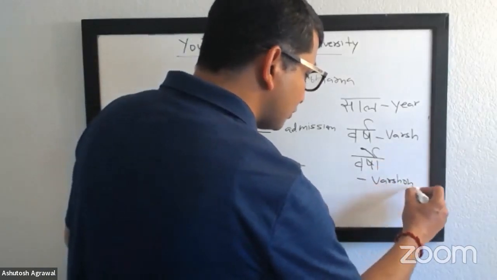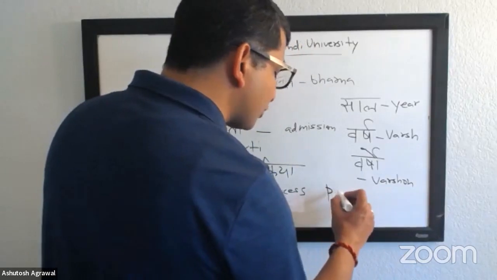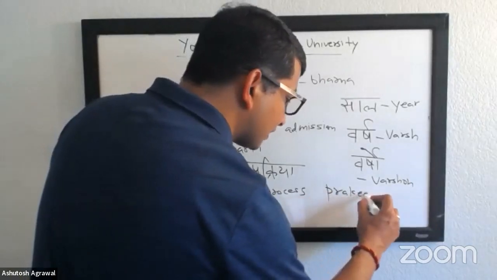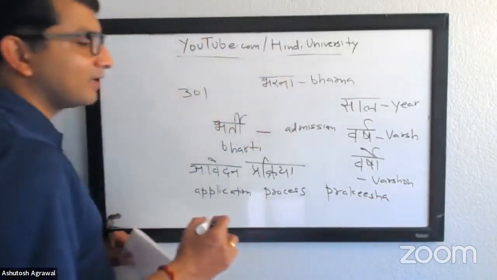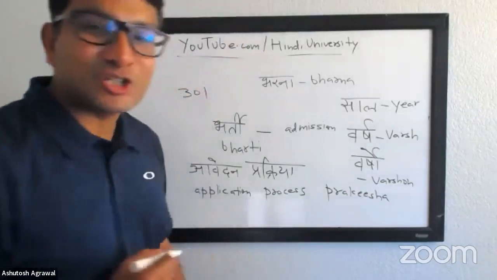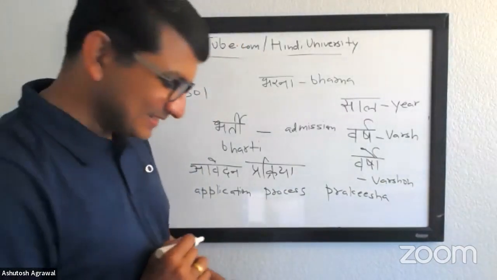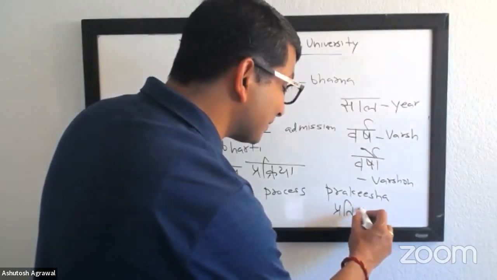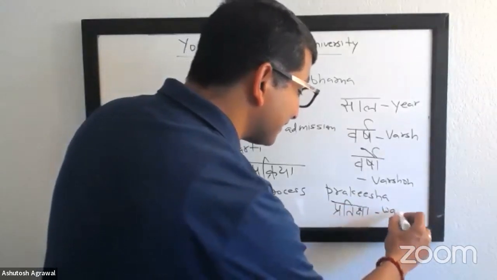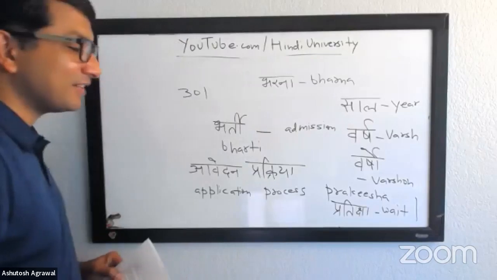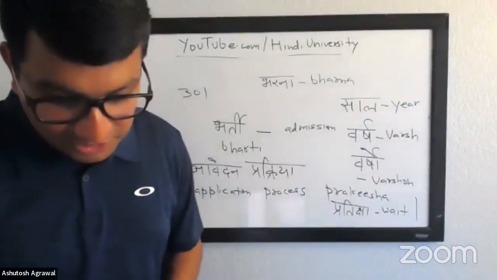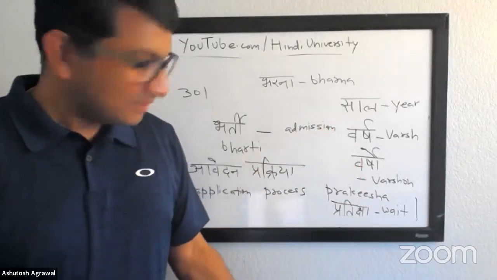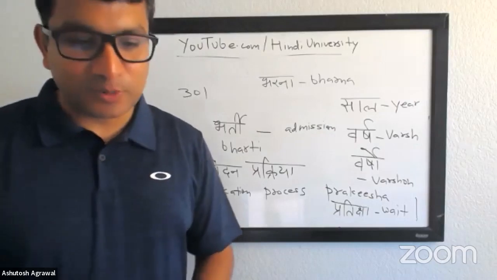500 वर्षों की प्रतीक्षा. What is pratiksha? You probably have heard of this name. Pratiksha. What is pratiksha? Test? That's pariksha. Pratiksha would be wait. It is waiting. Wait. Very good. Pratiksha is wait. 500 वर्षों की प्रतीक्षा अब खत्म होने को है.